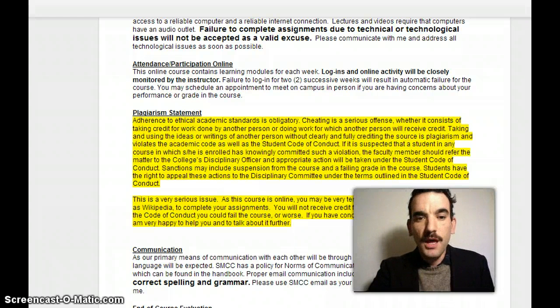The big one, plagiarism statements. I am assigning you a research paper. That means that you will have to go out and do external research.